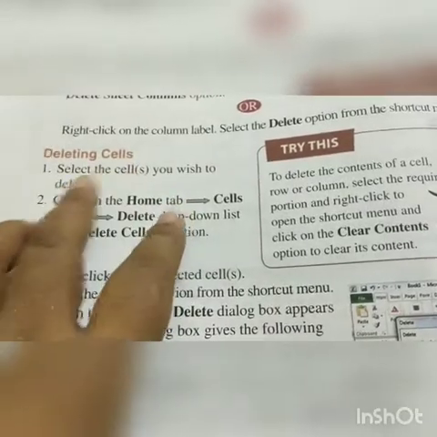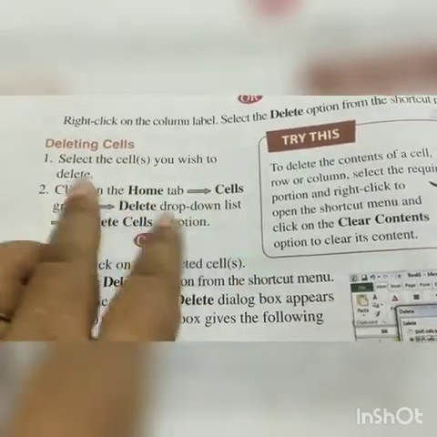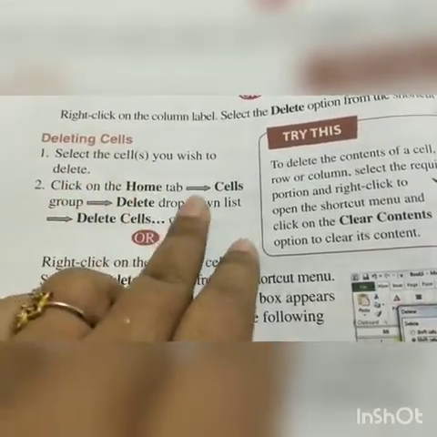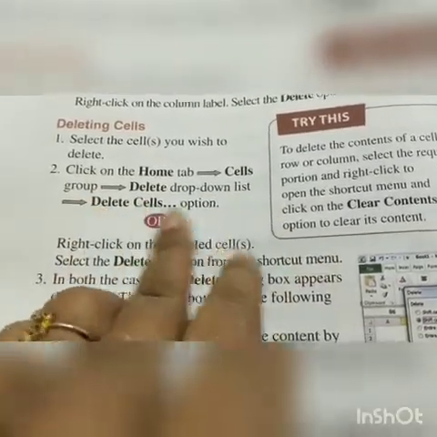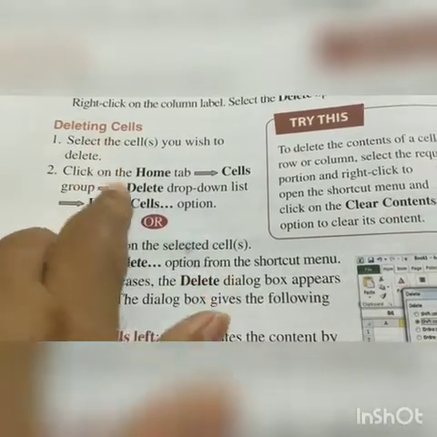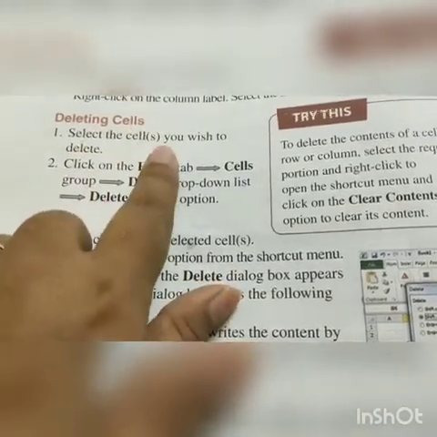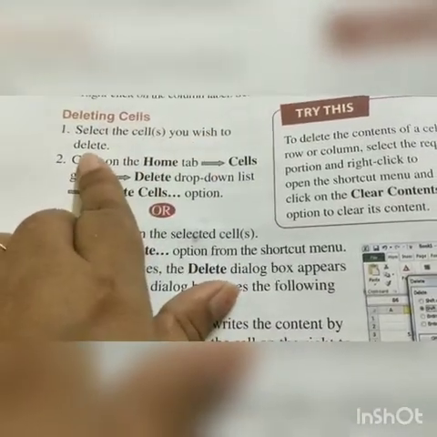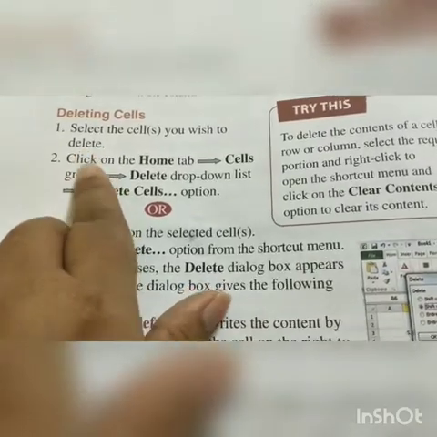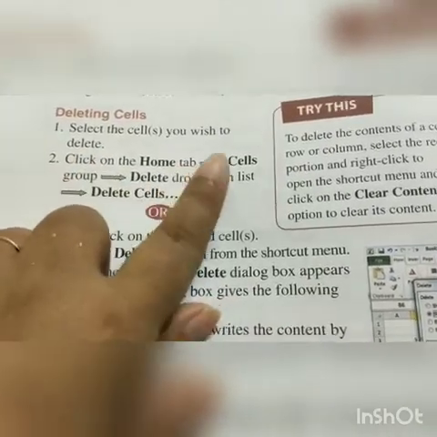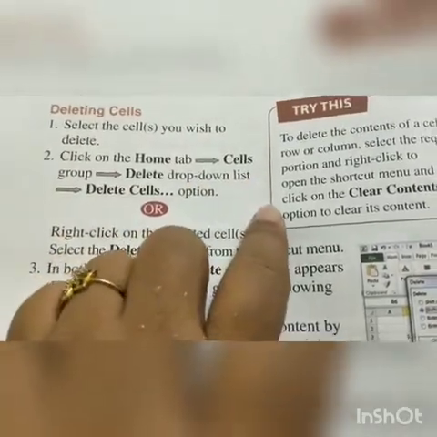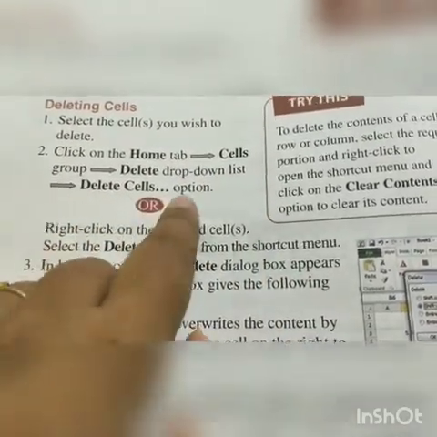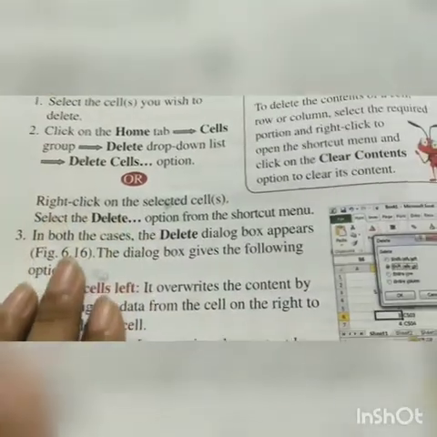Deleting cells. Select the cell you wish to delete. Click on the Home tab, Cells group, Delete drop-down list, Delete Cells option. Select the cell which you want to delete first. Click on the Home tab, then the Cells group as before. The Delete drop-down list will come out, so you can click on the Delete Cells option. So it will delete your cell.